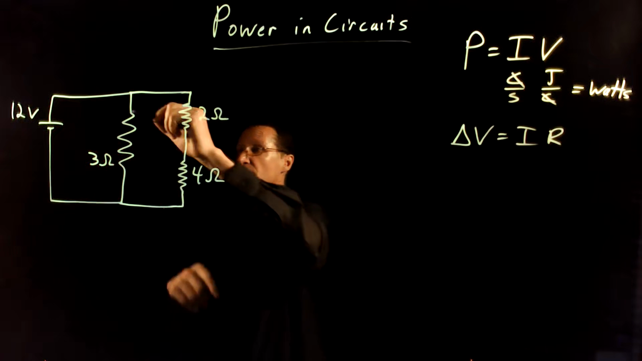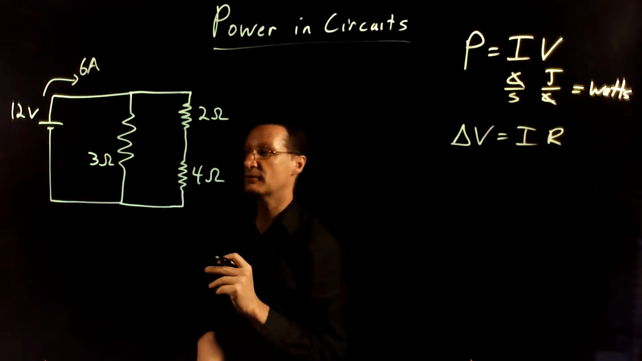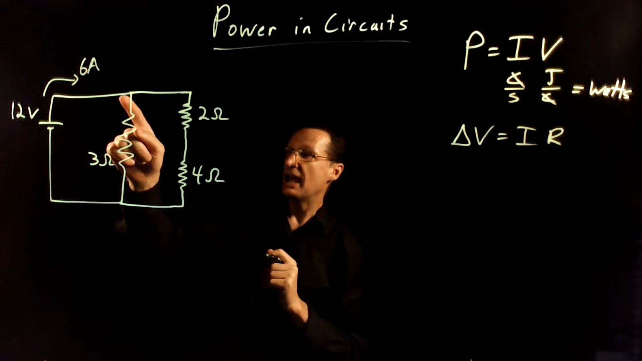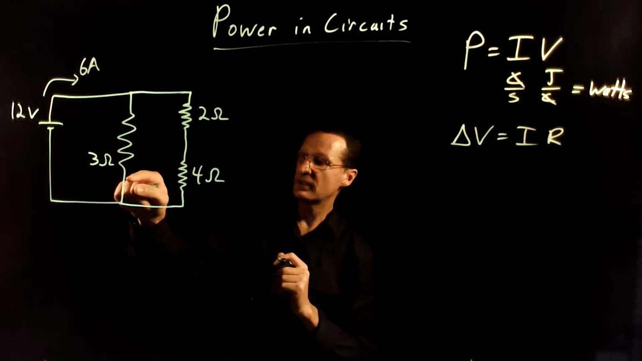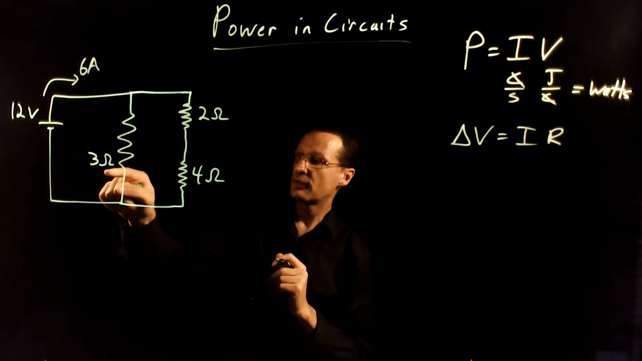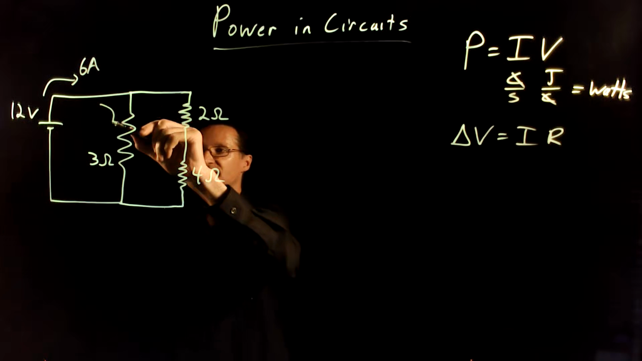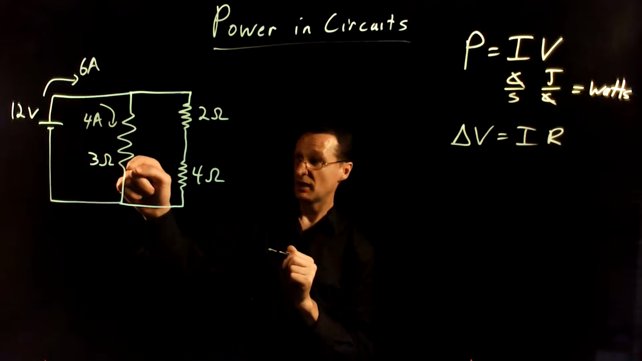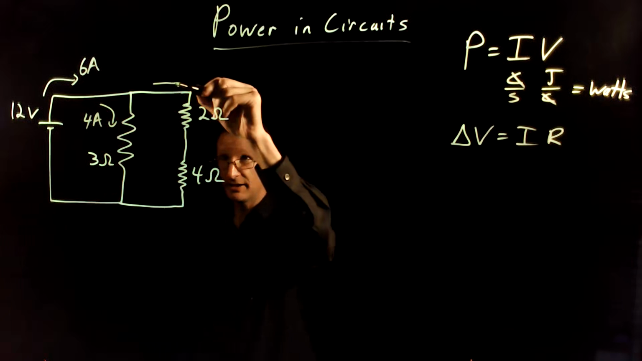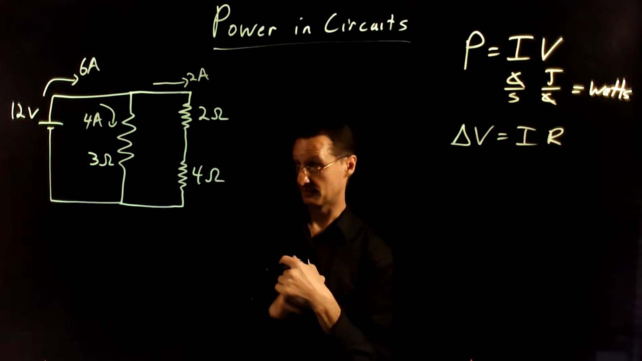So for example, if you have this situation here, let's say you have 6 amps coming out of the battery here, and when it encounters this junction here, some of it can split off and follow the 3 ohm resistor, or some of it can go through these 2 resistors. So let's say if you analyze this circuit, you'll find that 4 amps goes through this circuit element, and the other 2 amps goes through the other 2 resistors.